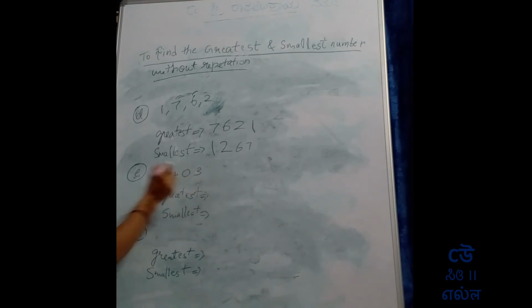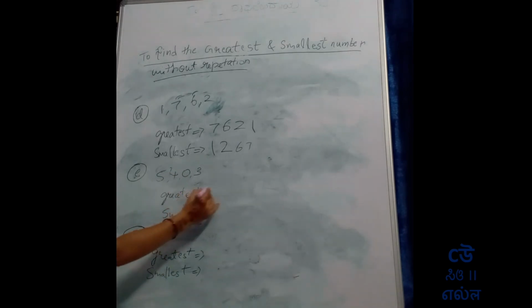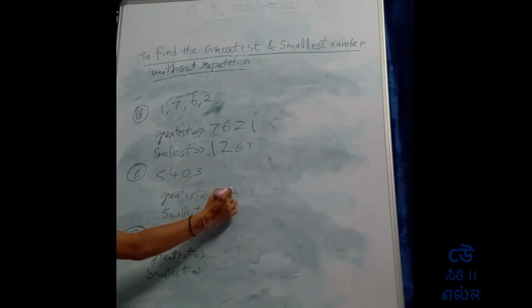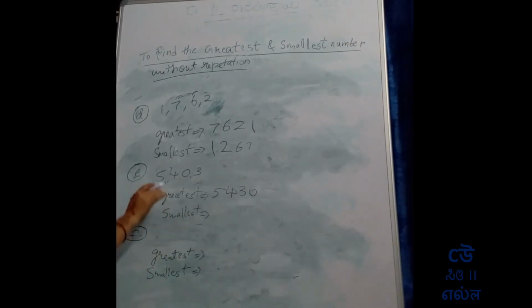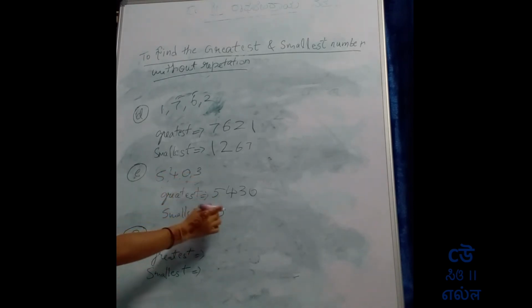Okay. Next, fifth problem. 9403. In these 4 digits, which is the bigger number? 9. Next is 4. Next 3. Next is 0. Next, which is the smallest number? 0. Next, which is the smallest number? 3. Next, which is the smallest number? 4. Next is 9. Okay.